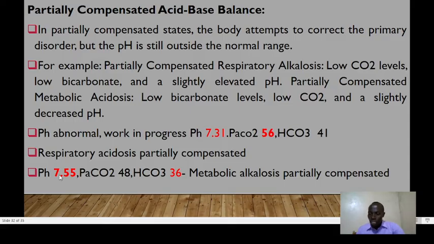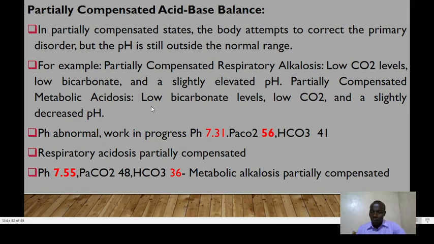Okay, guys, I can add another example here. Here we have a pH of 7.55, partial pressure of 48, and bicarb of 36. So we start step number 1, look at the pH. Is it acidosis or alkalosis? You can see this one is way above 7.45, which is alkalosis. So this is an alkaline environment.